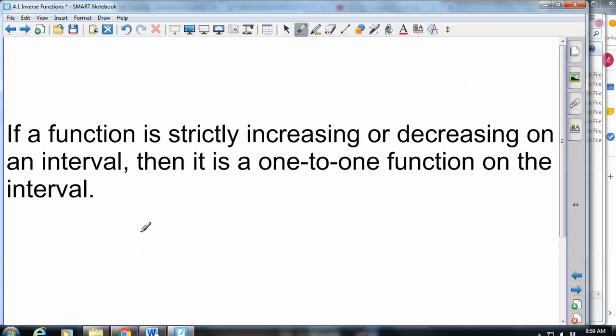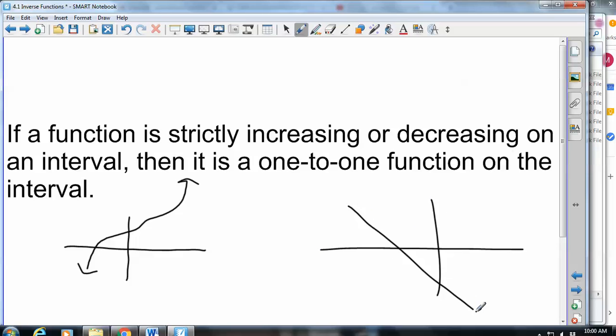Alright, so the next couple slides are just some things to think about. If your function is strictly increasing or decreasing, then it's going to be 1 to 1. Strictly increasing just means it's always going up. So if I drew a graph that went up no matter what, it's never going to fail the horizontal line test. And likewise, if you have a graph that's always going down, it can't fail the horizontal line test. It's when things change direction, when they're going up and then switch to going down, that creates a function that's not 1 to 1.